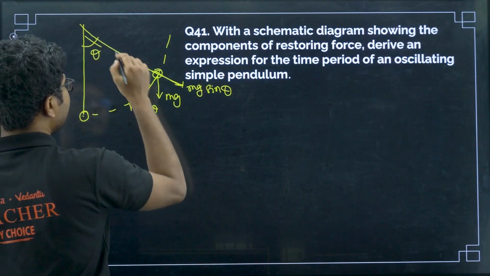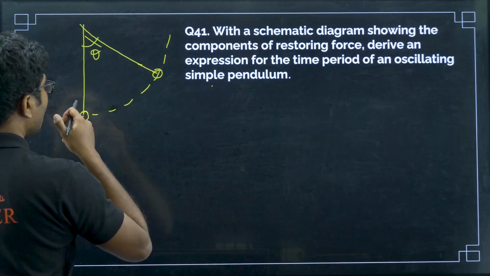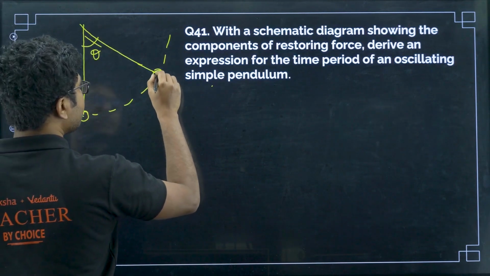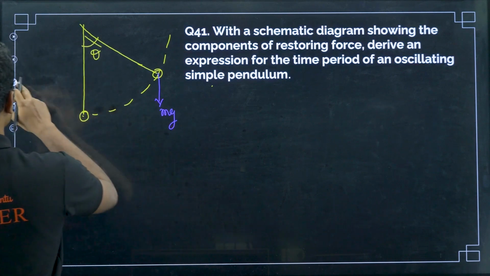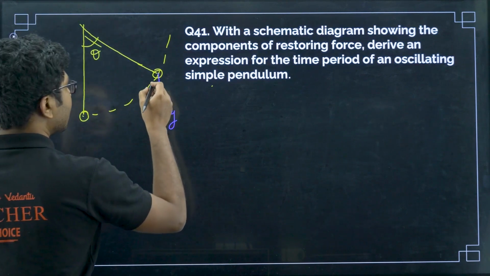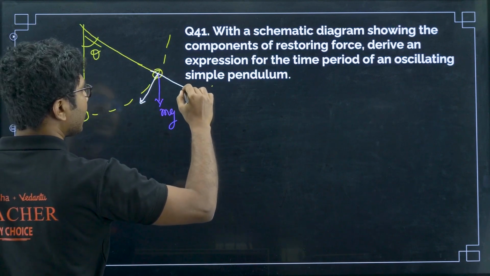Okay. So, if this is theta, that means you can say this angle will also be theta. So, what are all the forces acting on this? There is a force mg downward. Okay, I have some colors, so let me use the colors, and we have one force along this direction, one force along this direction.